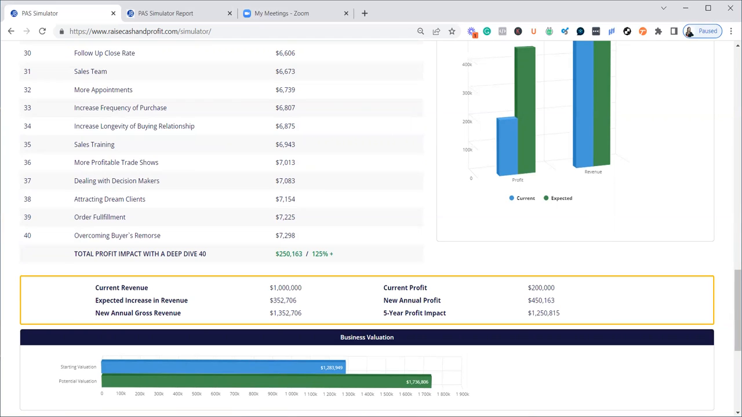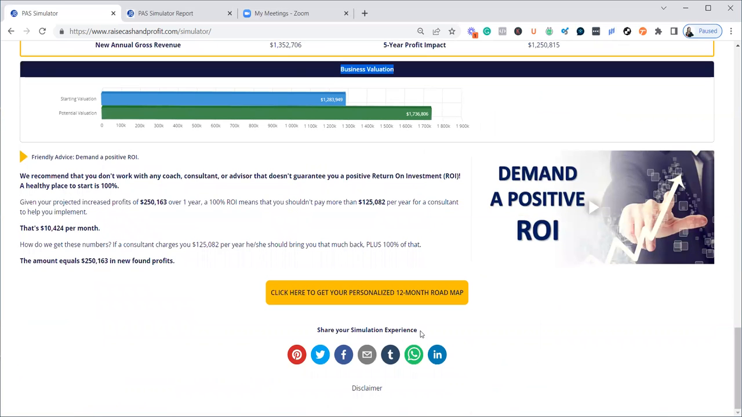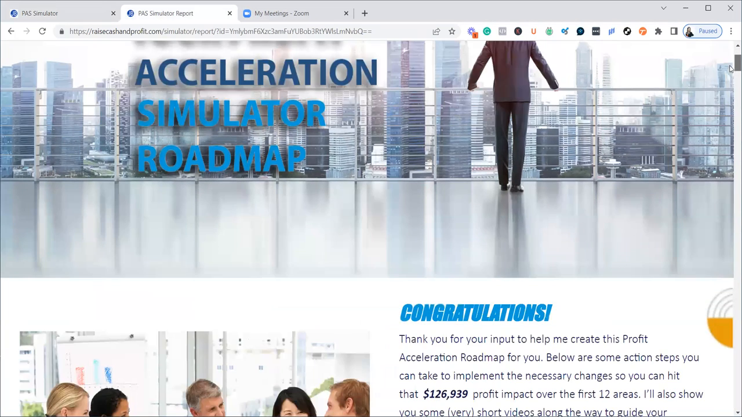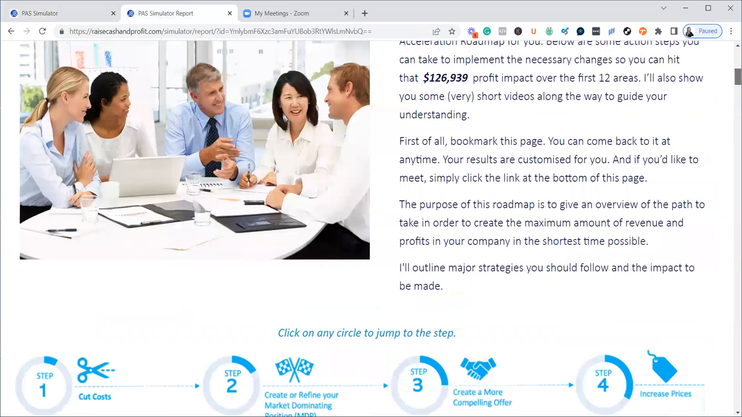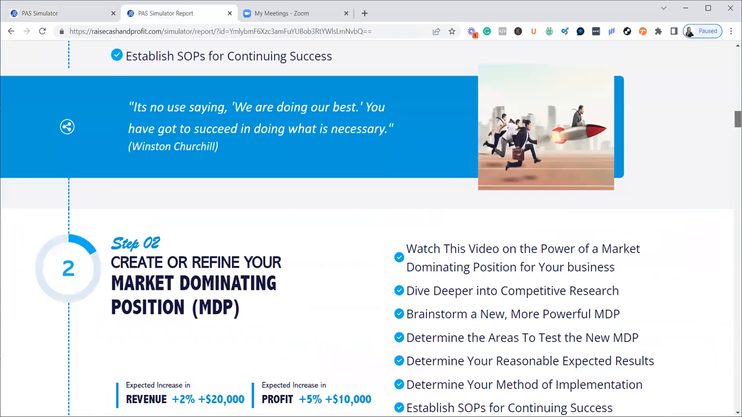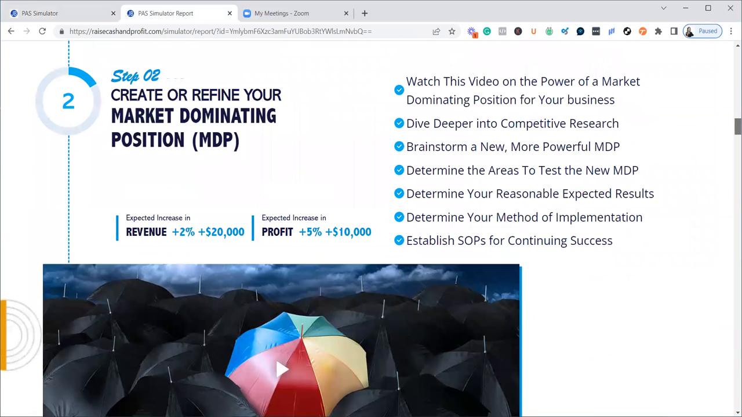At the bottom, you will see the button to request your personalized 12-month roadmap. The report is a web page on our website, which is specially created. It has summary, the roadmap, helpful tips, and short explanatory videos. You will absolutely love this report.